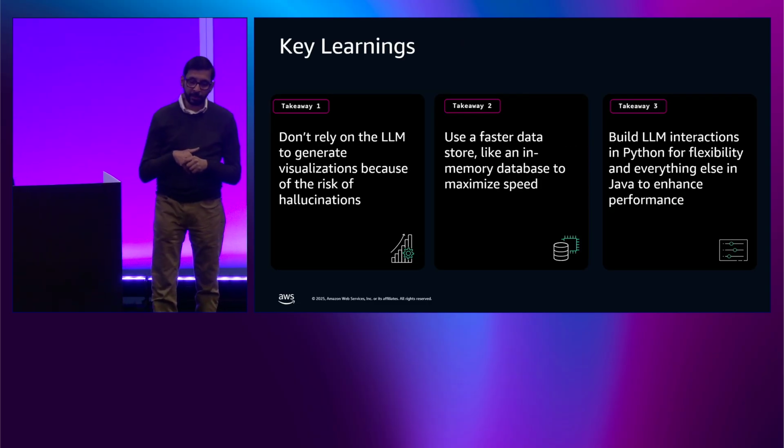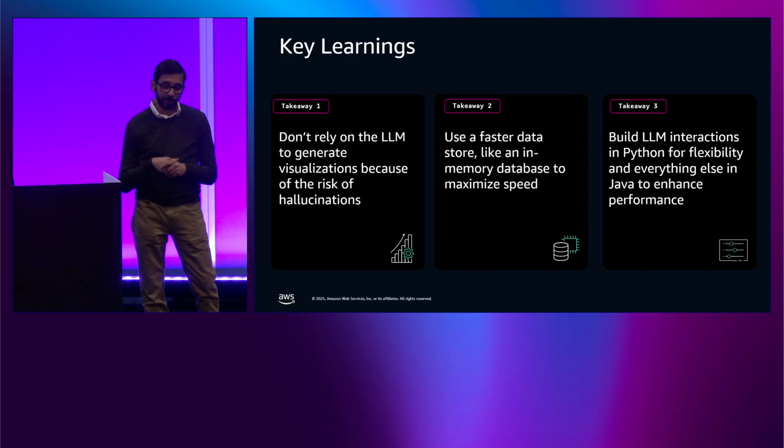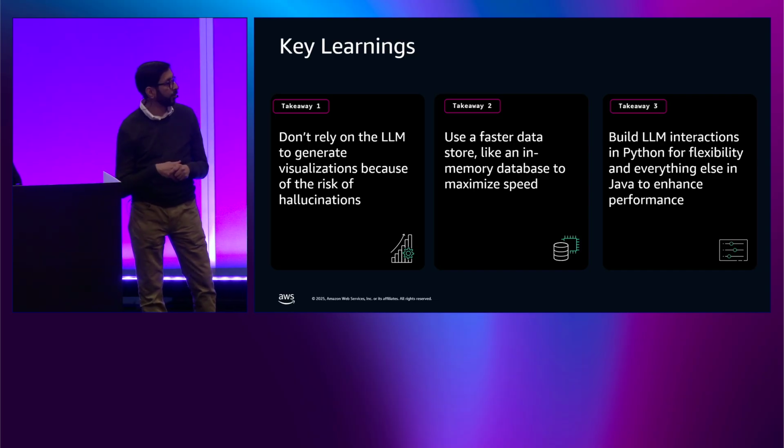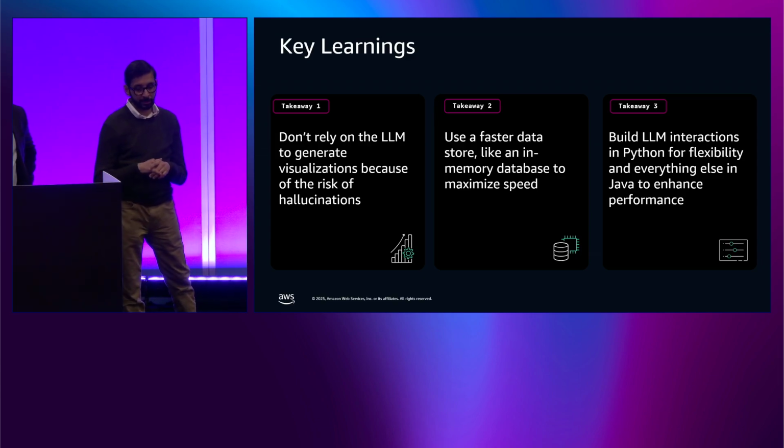There are a few key learnings that we wanted to share with you all today, which we put on the screen in front of you. The first is don't rely on LLM to generate visualizations because of the risk of hallucinations. Use a faster data store like an in-memory database to maximize speed of the result output. And build LLM interactions with Python for flexibility, and everything else can be in Java so that we can port your existing code to the Java interface.